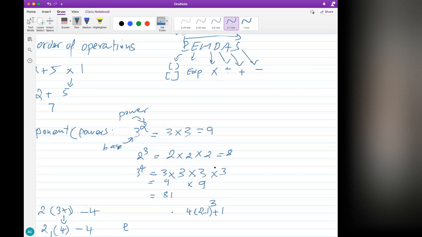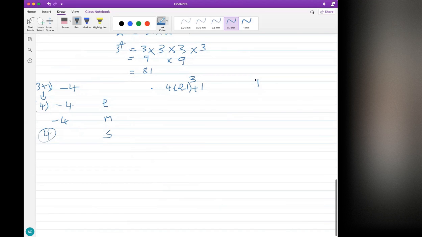Exponent. That's right. Let me write PEMDAS again here. So first, this is what we do first, the parentheses. Okay, so we're doing this first. Nothing else changes, only what's inside. 2 take away 1, that's 1. Just bring everything else down.